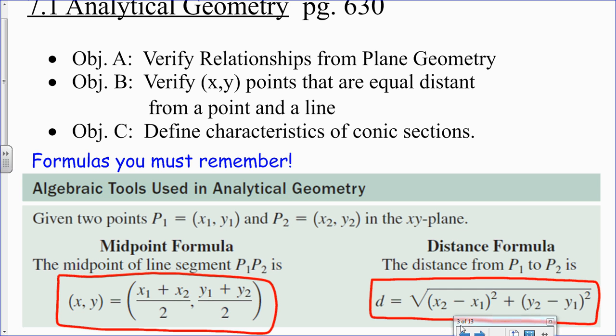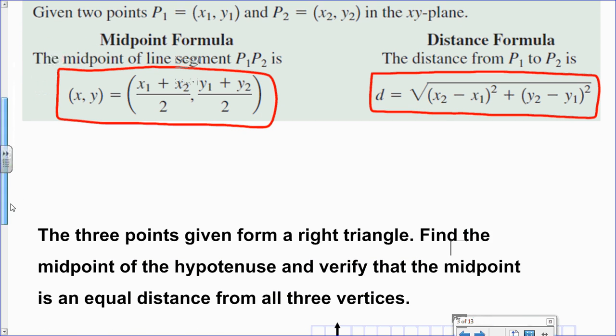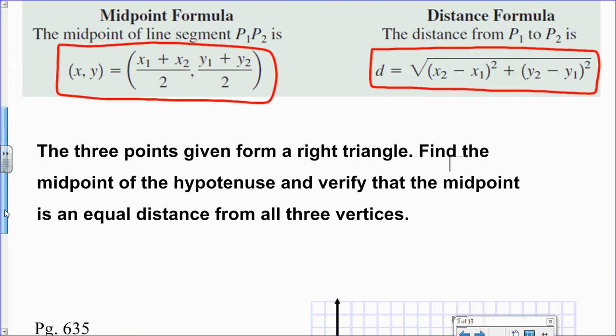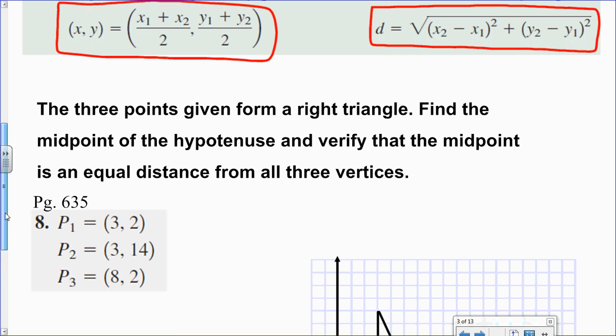Okay. So we want to take these 3 points. They form a right triangle. Let's find the midpoint of the hypotenuse, and then verify that this midpoint is equal distance from all 3 vertices. So that's a property of right triangles, that the midpoint of the hypotenuse is equidistant from all 3 vertices.